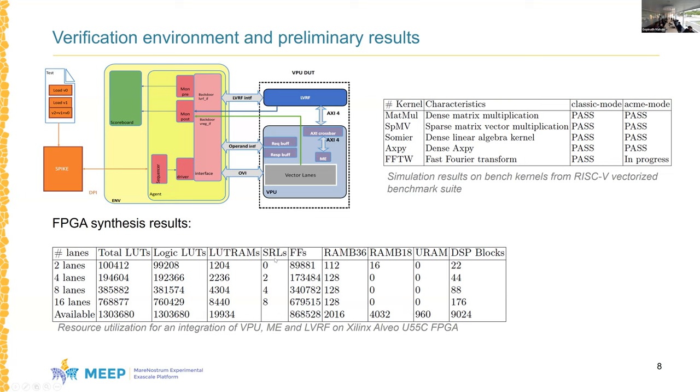And we have some FPGA results. We have synthesized the VPU, the LVRF, this long vector register file, and the MEs together. With the number of lanes increasing, the total LUTs are increasing linearly, because the vector lanes take most of the resources. So the resources also increase linearly.